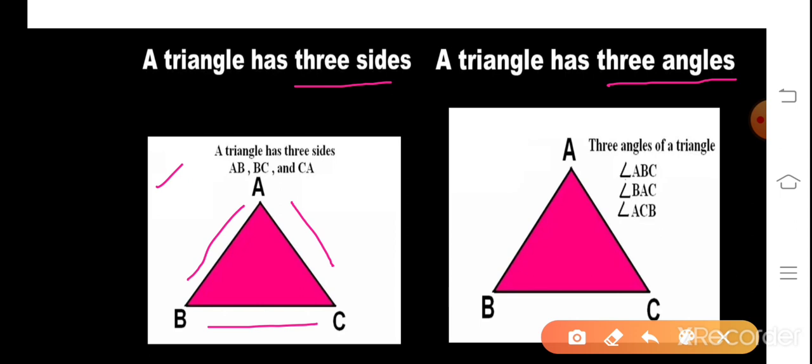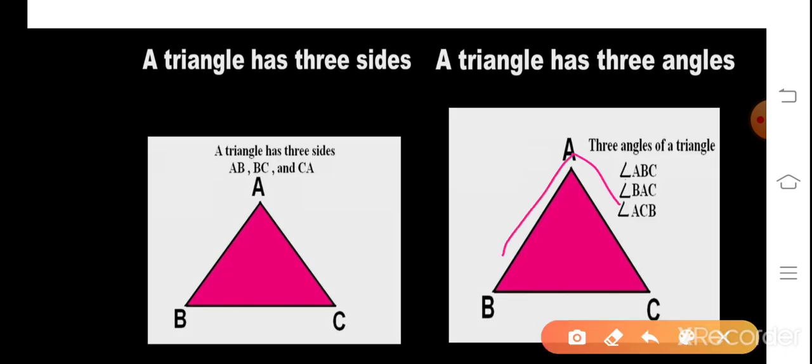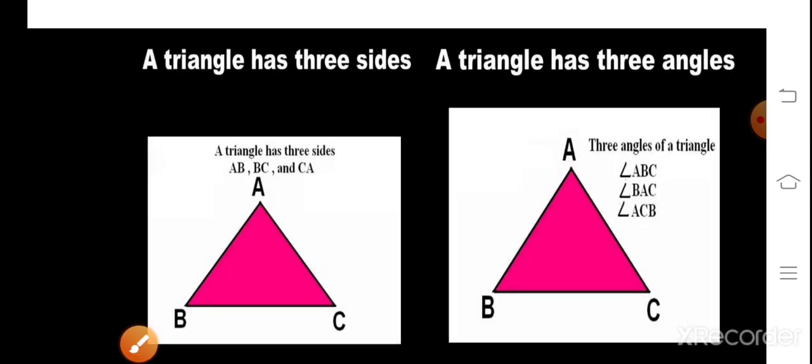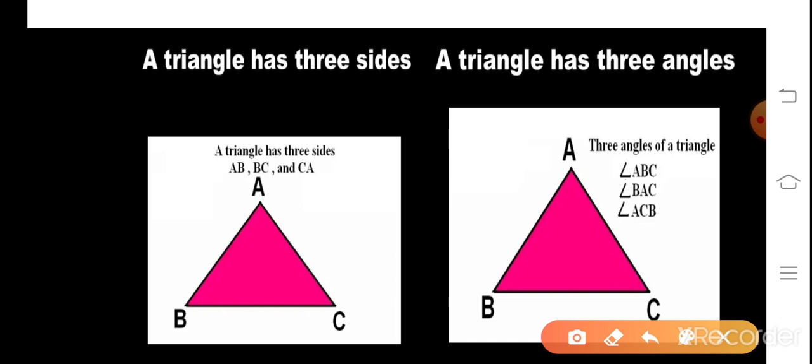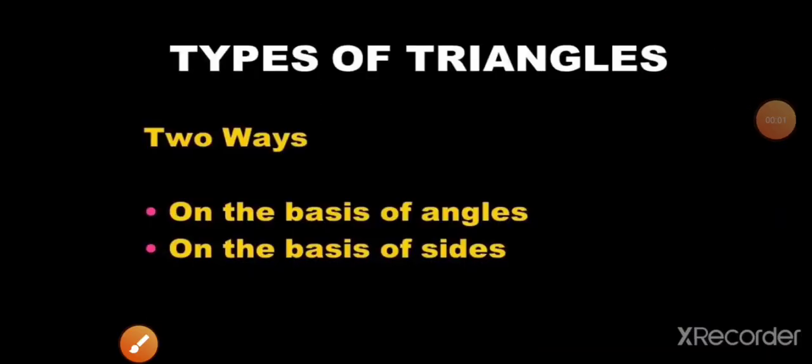It has 3 angles: angle ABC, angle BAC and angle ACB. 3 angles, or 3 vertices. A is one vertex, B is one vertex and C is one vertex. So totally 3 vertices. A triangle has 3 sides and it has 3 angles.